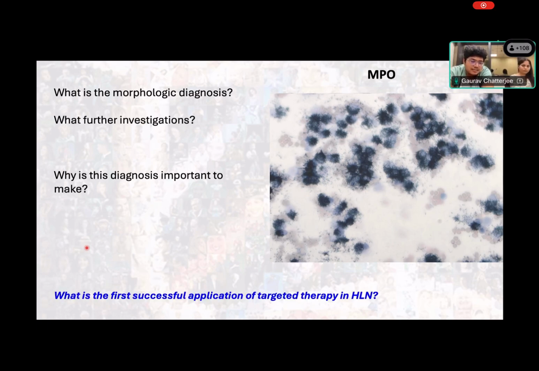So can you tell me, maybe just a quick question to anyone: what is the first successful application of target therapy in hematopoietic neoplasm? Does anyone know? Is it CML and imatinib, like Shweta has discussed? APML, I think in the 1980s, the Chinese people started giving ATRA to the patients.